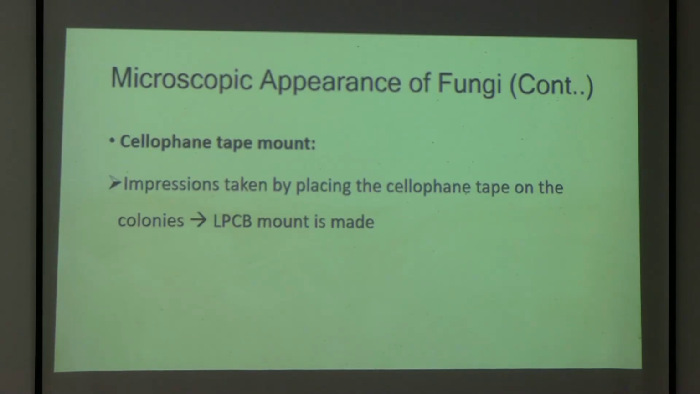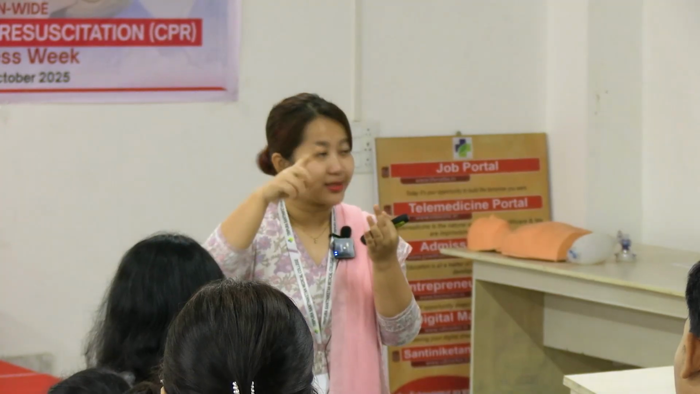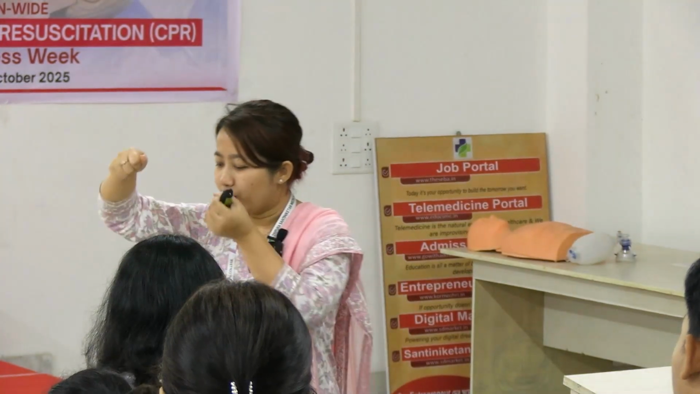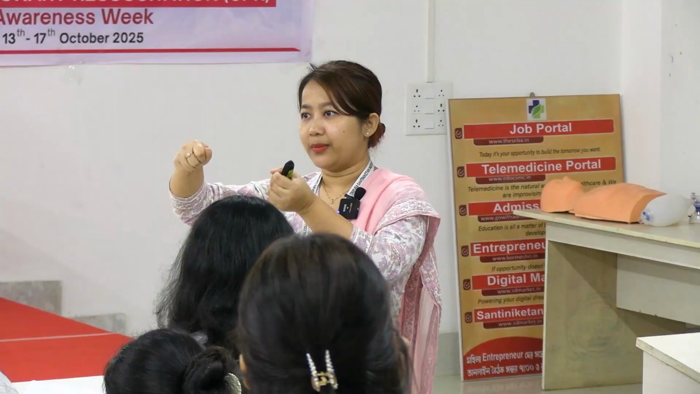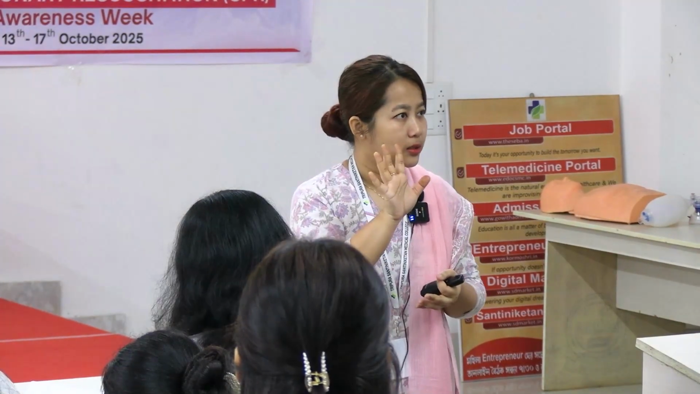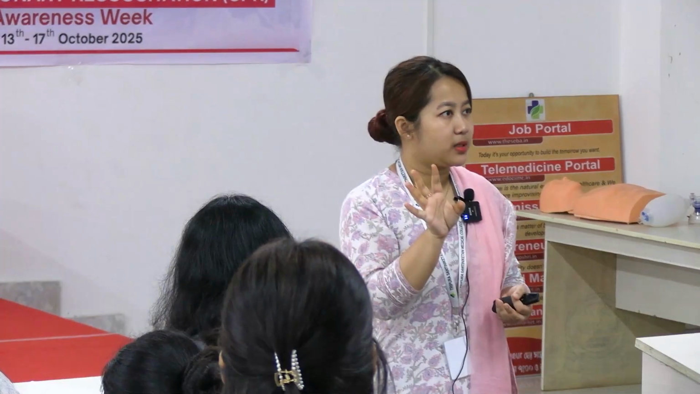Another thing we can do is cellophane tape mount. What is cellophane tape mount? Once the mycelia are grown, sometimes when we take and tease it, we disrupt the morphology. So we take a cellophane tape, touch it on the mycelia growing on the plate, like how you take a thumb impression. On a cellotape, you put your thumb and your impression comes out, isn't it? Same like that. We put the tape on the mycelia, take the mycelium, put it back on the slide and add a drop of lactophenol cotton blue. That's it. We don't put any cover slip on that.